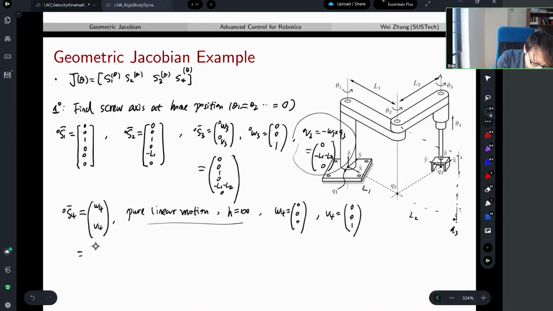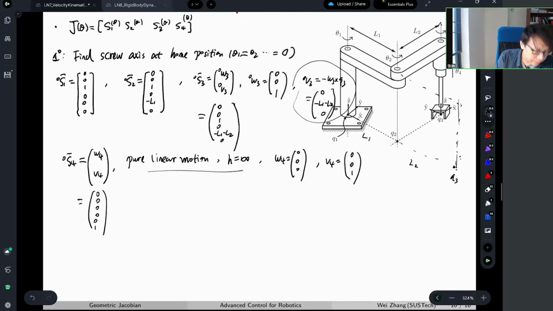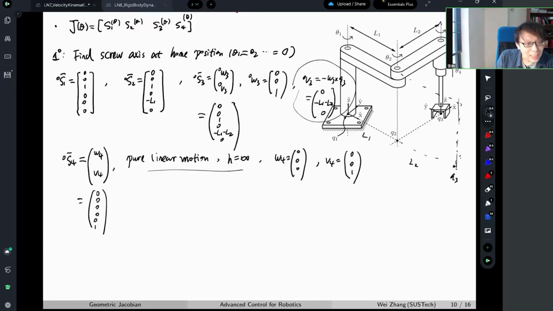So this guy equals what? 0, 0, 0, 0, 0, 1. Now you have a bunch of numbers. I claim that's it. The rest is just formulas. Okay, the second step, you can just write down the geometric Jacobian in O-frame. It's a function of theta. It has 4 columns, right? You have 4 joints, you have 4 columns.